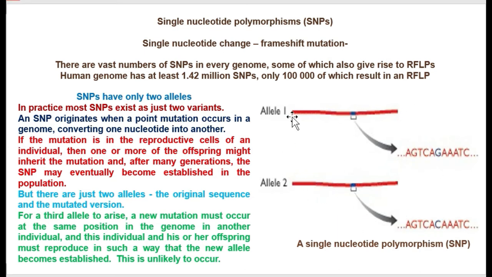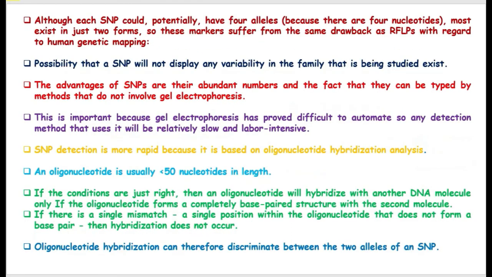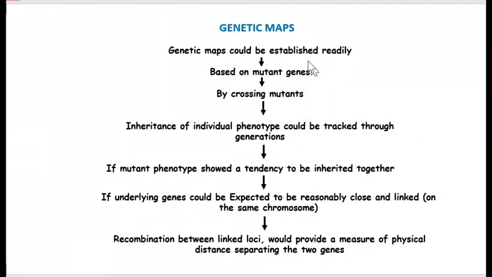So this is a single nucleotide change: this is the original sequence and this is the mutated version. SNPs were the next markers which were largely used. Genetic maps could be established readily based on mutant genes by crossing mutants, so inheritance of an individual phenotype could be tracked through generations. If a mutant phenotype shows a tendency to be inherited together, the underlying genes could be expected to be reasonably close and linked on the same chromosome. Recombination between linked loci would provide a measure of the distance separating the two genes.